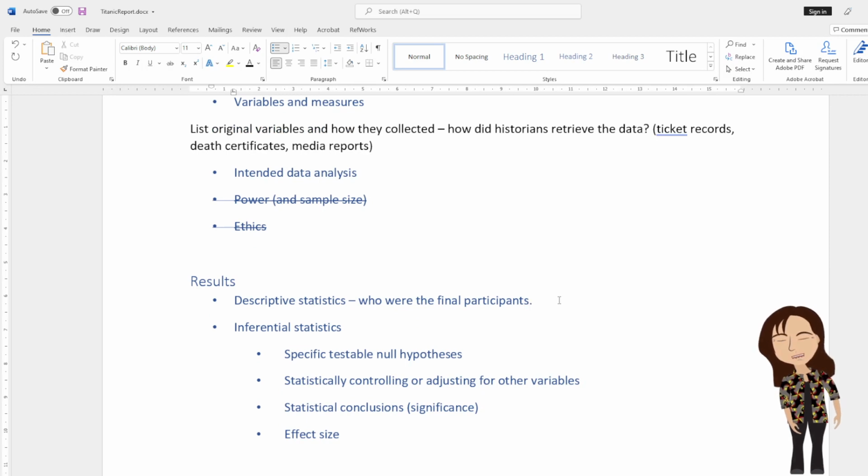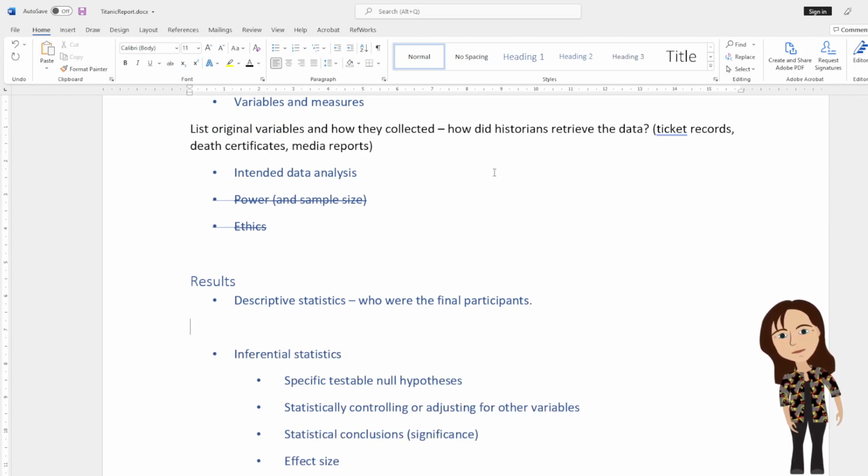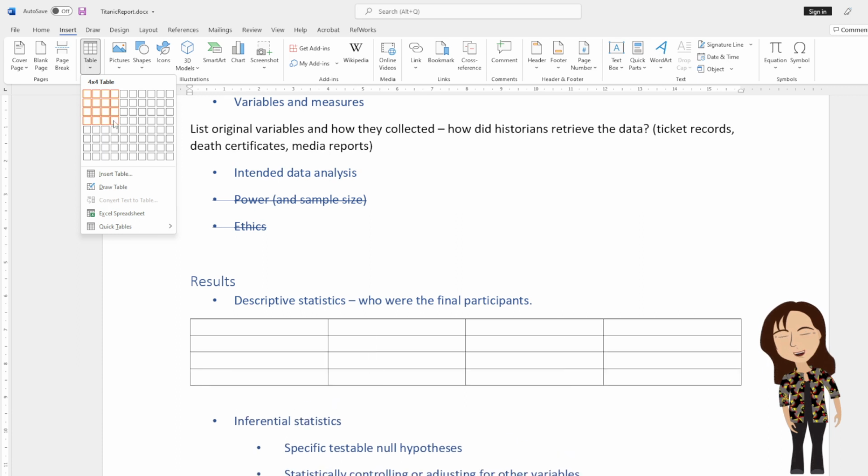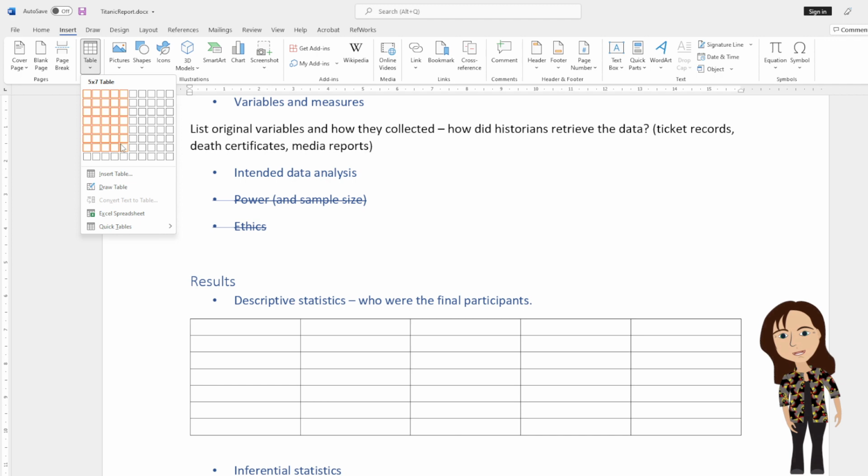So in here, if we have a think about what we want to say about our data, it may be easier if you set up a table, even if you don't end up using it, and think about the information that you want. I'm going to put a few more options in here.